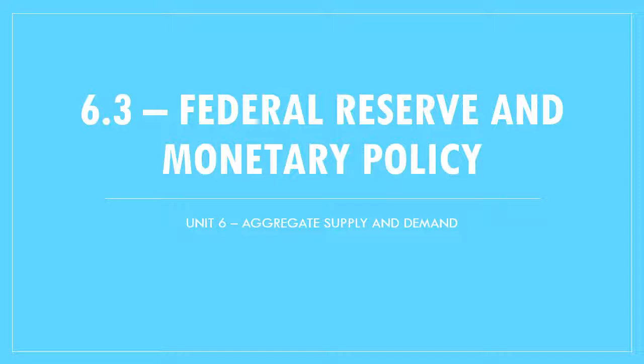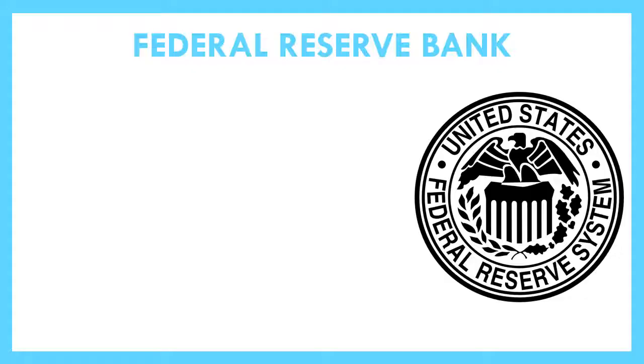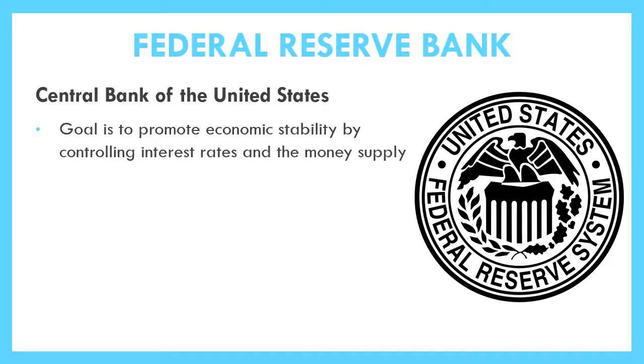In 6.3, though, we're going to talk about actions of the Federal Reserve. The Federal Reserve is the national bank of the United States, and sometimes they can take action to cause shifts of the aggregate demand curve and bring us back to a long-run equilibrium. First of all, what is the Federal Reserve? Well, again, it's the central bank of the United States.